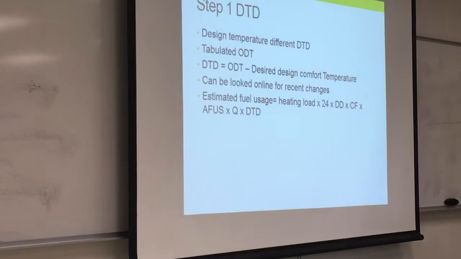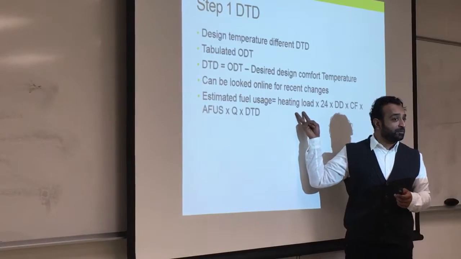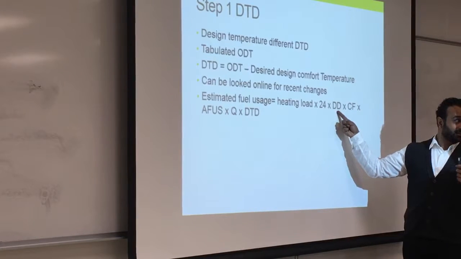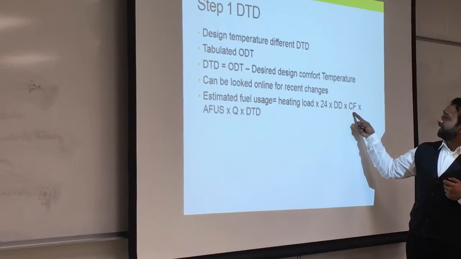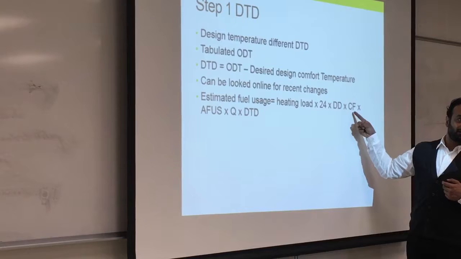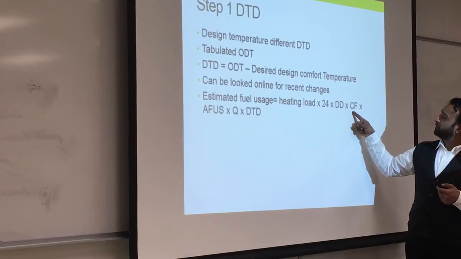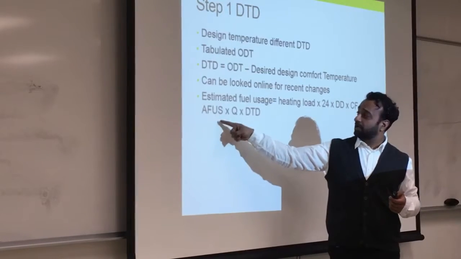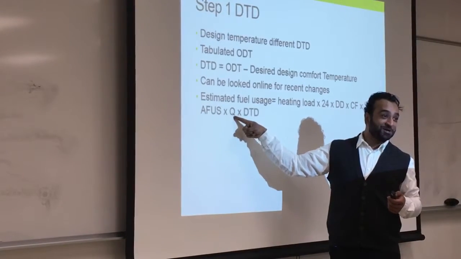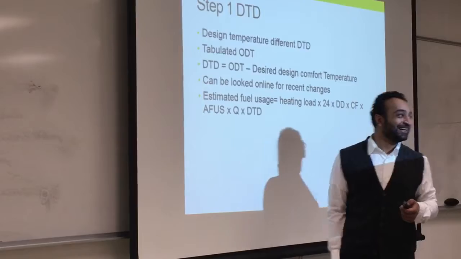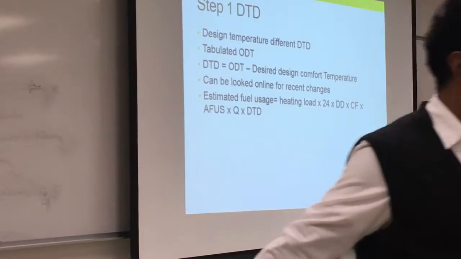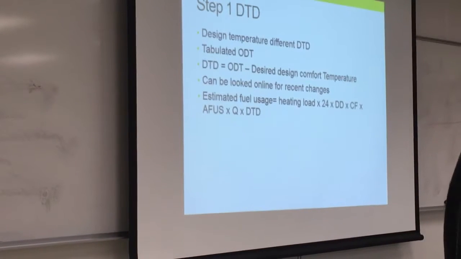and whatever heating load I get from your project, then I multiply that by 24 times degree days, the big number I got from the book, times the coefficient factor from the boiler, times the FUAC, which again is in the book, Q and DCT, and you get how much fuel you need. But let's not worry about that, okay? It's there for you if you need to do it.